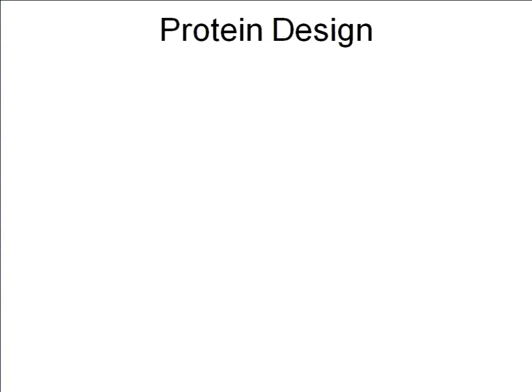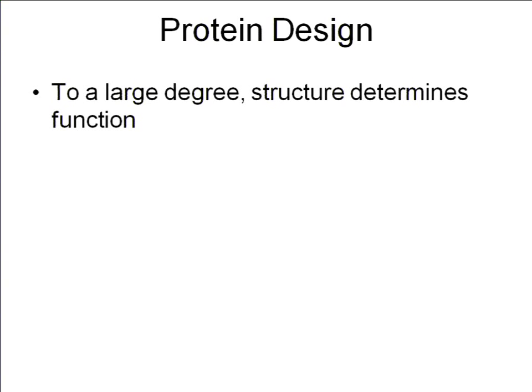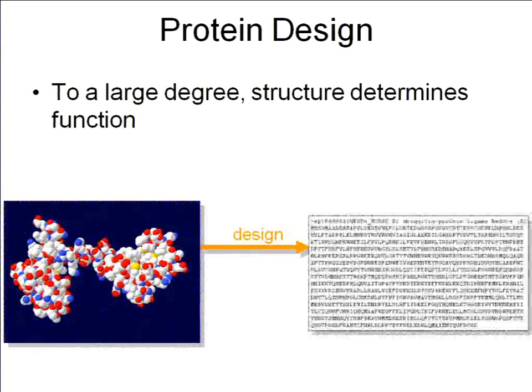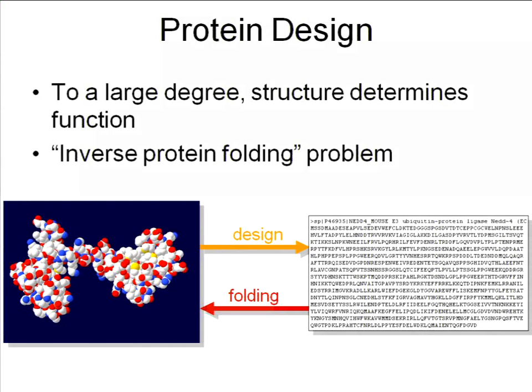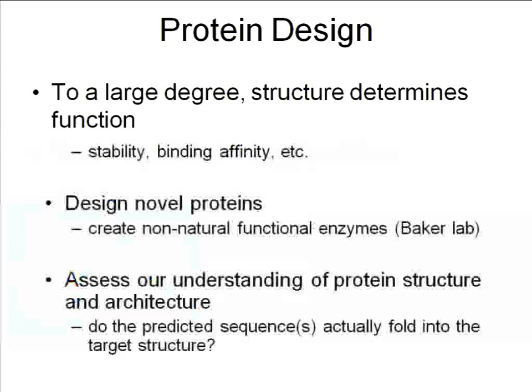So again, what is protein design? The goal of protein design is to engineer proteins to have some specific biological function that you're interested in. But since, to a large degree, it's believed that structure determines function, the computational protein design problem is typically reduced to a search for a particular target structure, and you'd like to find an amino acid sequence that will fold to that structure. This is also known as the inverse protein problem. In protein folding, you start with a sequence and you want to predict the three-dimensional structure.